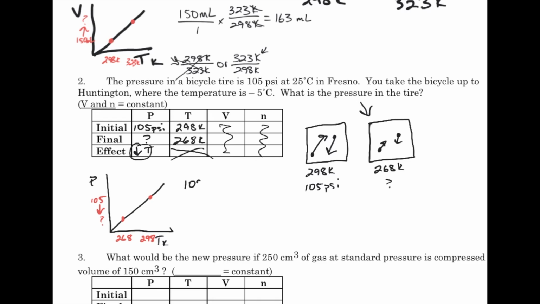So we have 105 psi over 1. It tells us to put the larger number on the bottom in our conversion factor. So 268 Kelvin and 298 Kelvin. And we can multiply our fractions, and what we get is 94 psi.